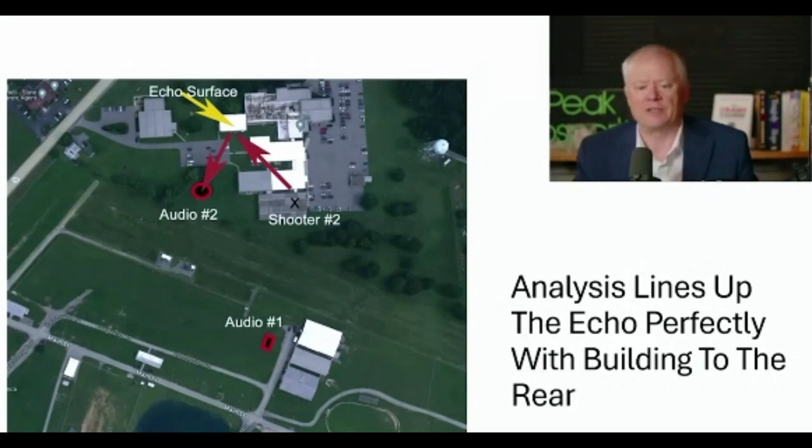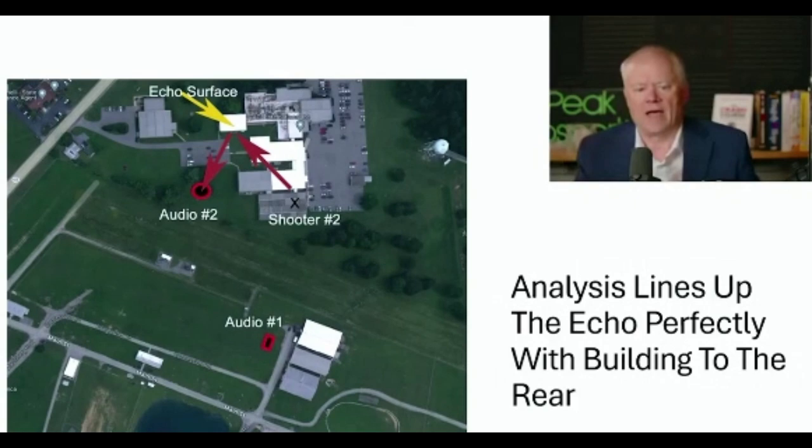Shooter 2 is very consistent. If somebody was on the roof firing something with a 223 round, here's where audio 2 is recorded from. We've isolated exactly where the person was standing. They were walking, so there's a little movement, but they were basically right here.